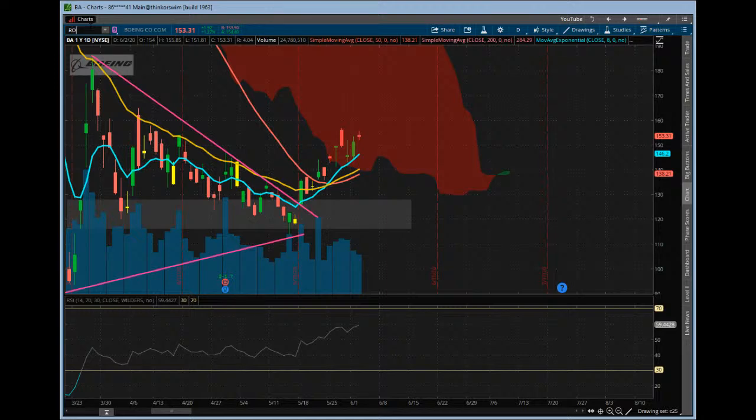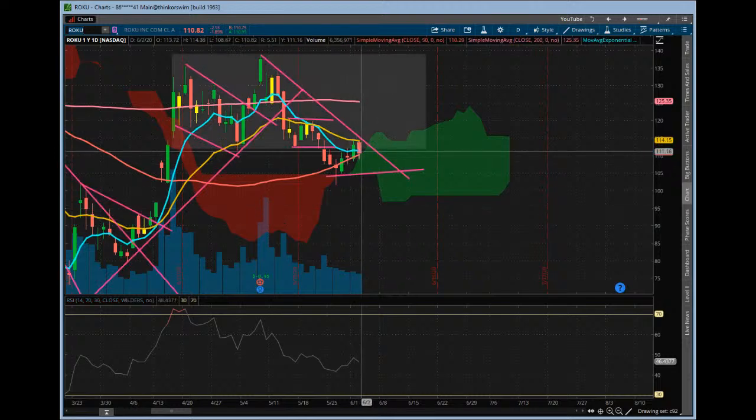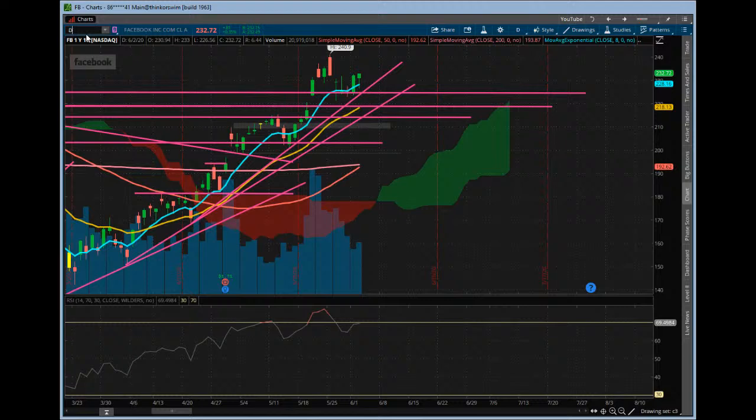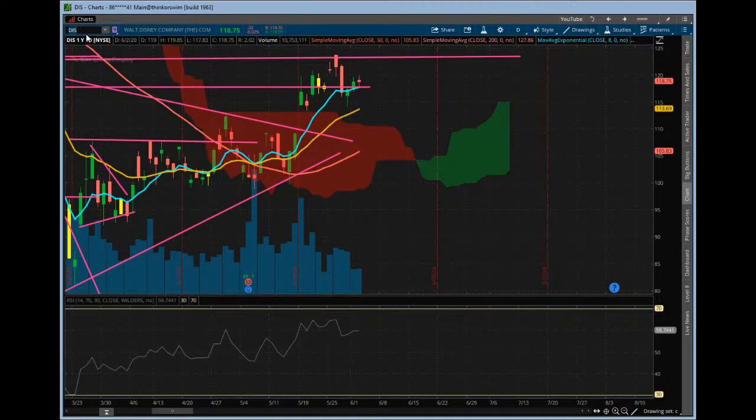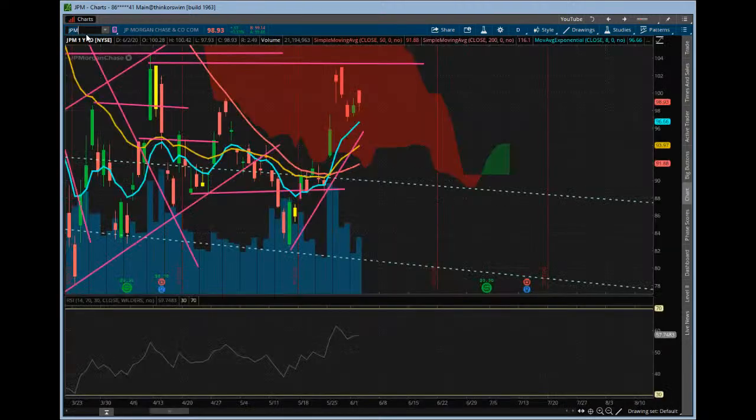Roku, again, a bit of a pullback here today. Still holding its 50 moving average, it's got to get over that downward trend line. Facebook, great candle today, great volume. Disney, a little bit of a consolidation right there. Again, it probably could use some good news. Disney pretty much only likes to move on news, otherwise it just chops around like that.